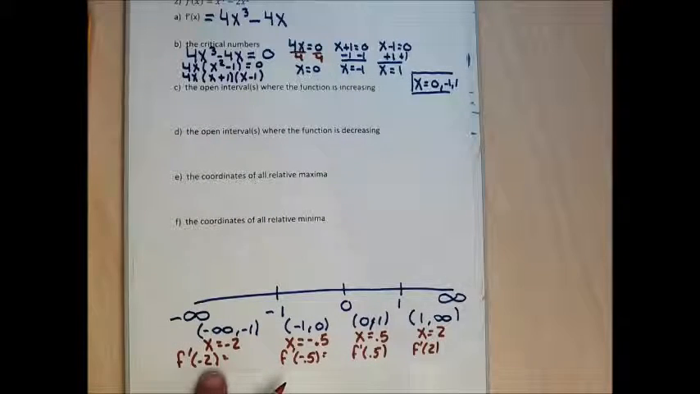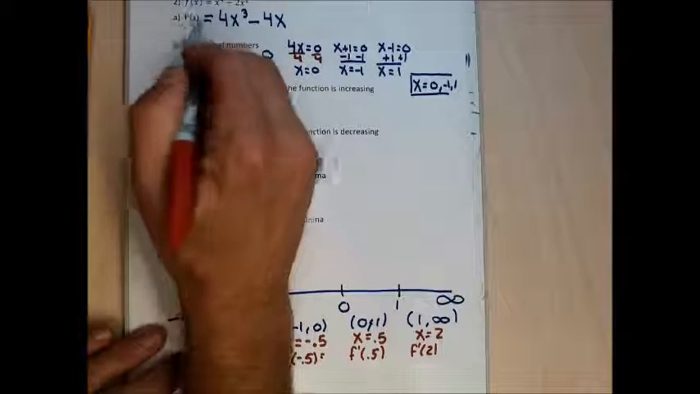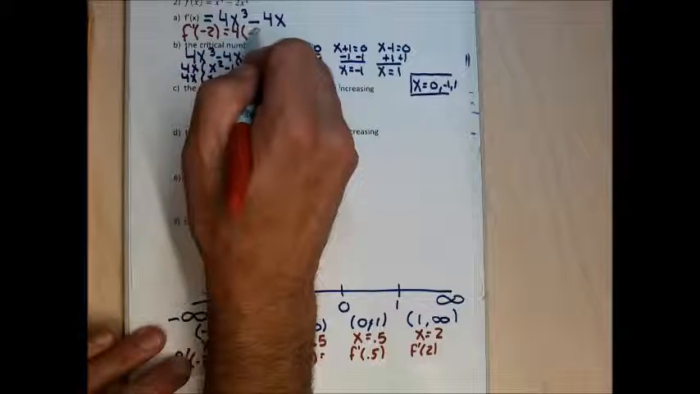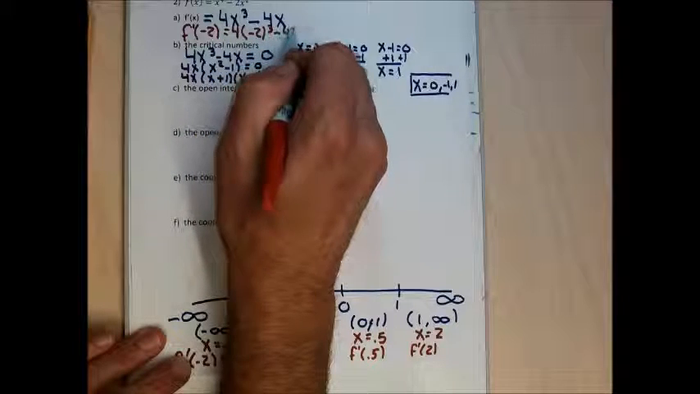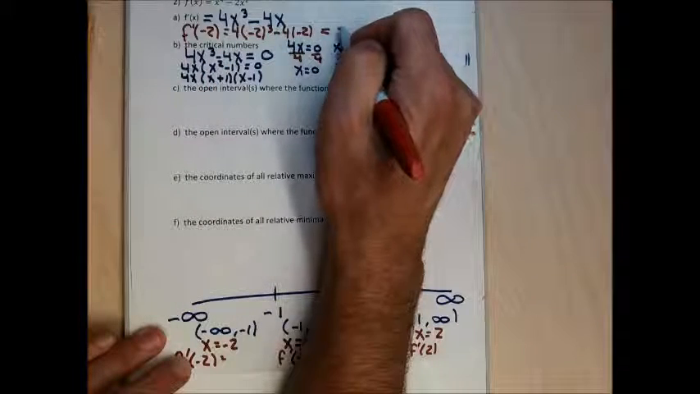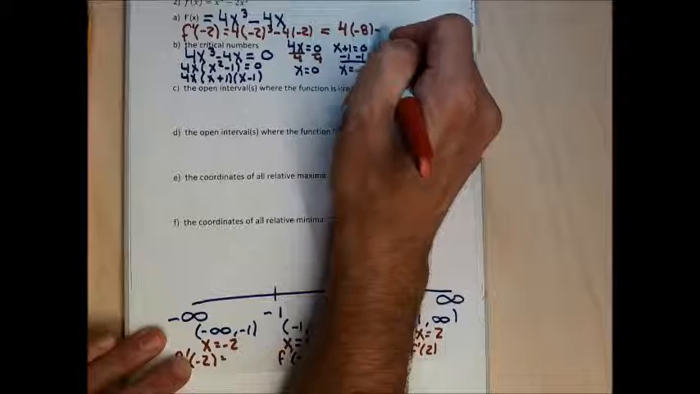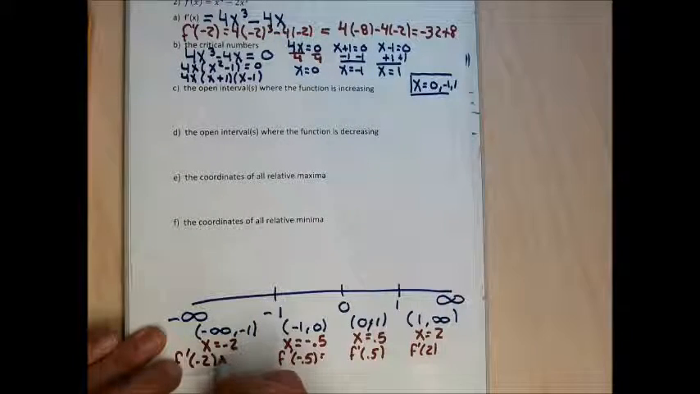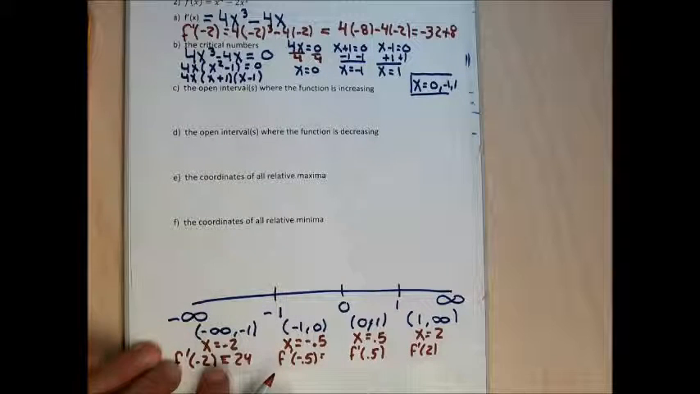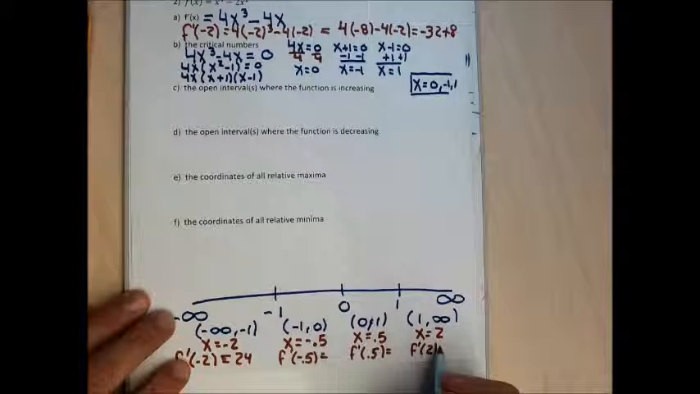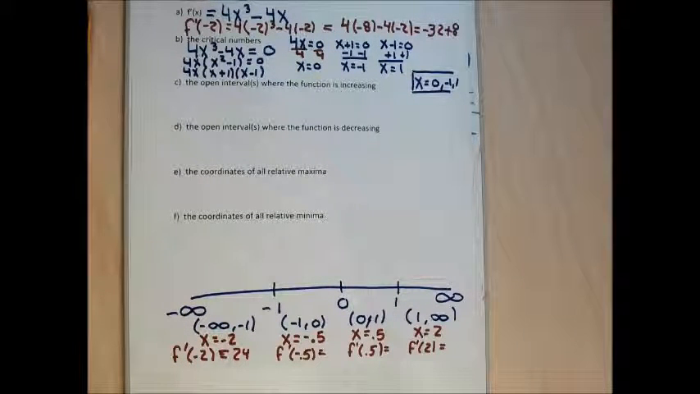One way to find f prime of negative 2 is to go to the function that's my derivative and say f prime of negative 2 is 4 times negative 2 cubed minus 4 times negative 2. That's going to equal 4 times negative 8, minus 4 times negative 2. That's going to be negative 32 plus 8, and that's going to give me negative 24. So one way to get a value for each one of these computations is just to do it by hand.